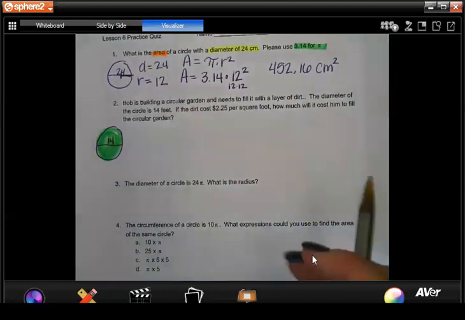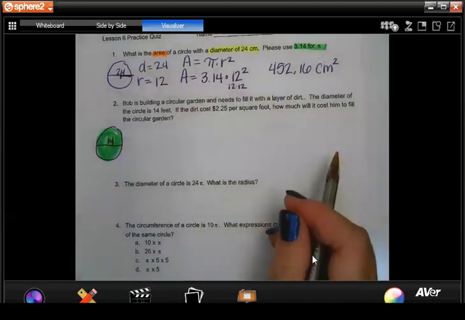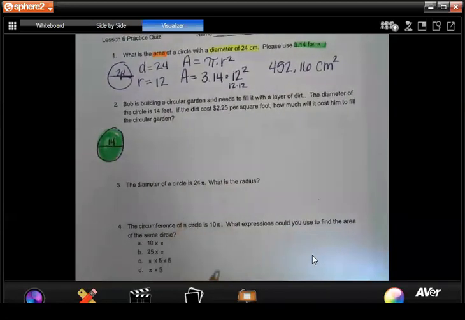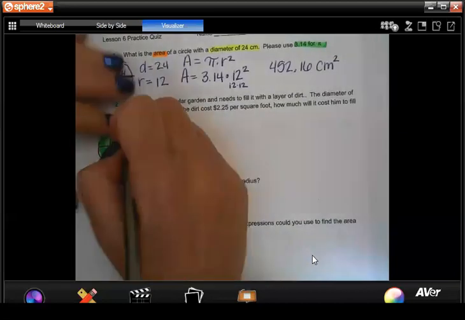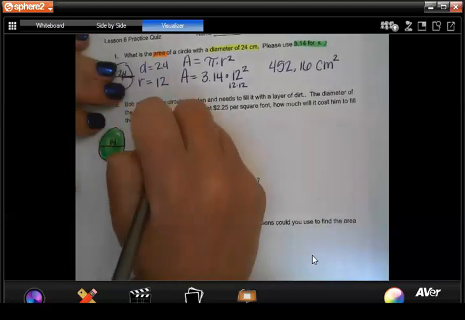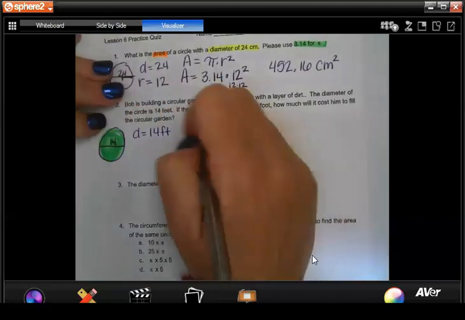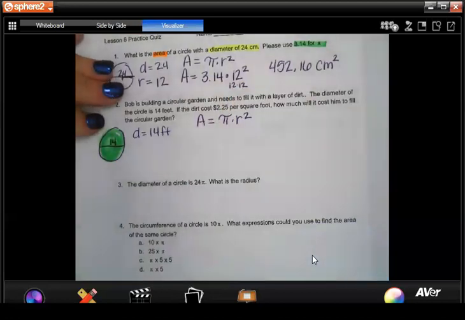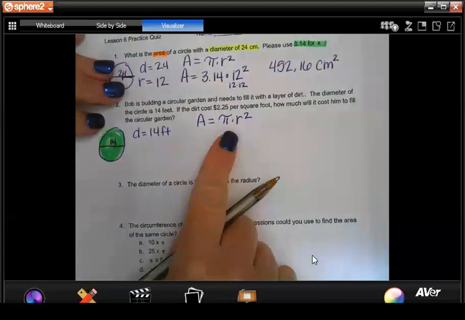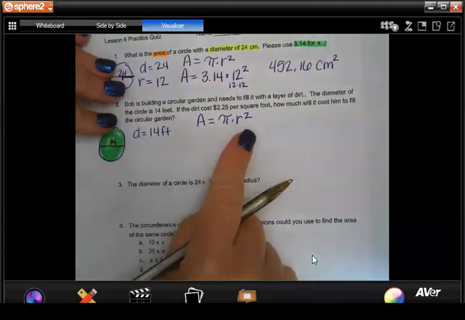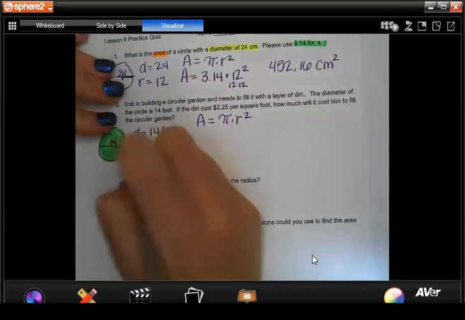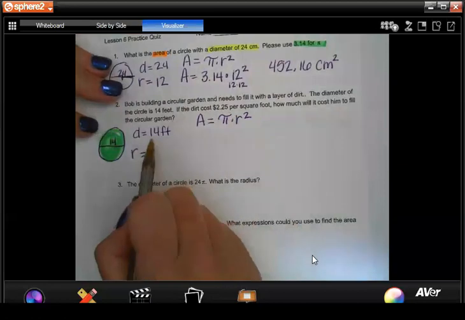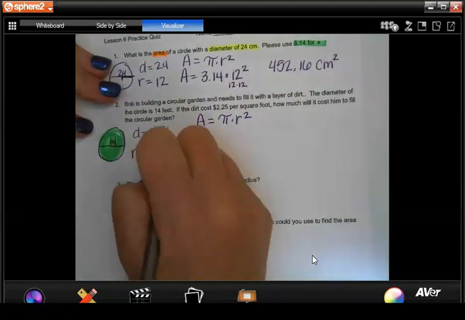So here's what we have to do. We first have to find the area of this. So let's start there. So we know that the diameter is 14 feet. But we need to find the area. So area equals pi times radius squared. So I need not the diameter, I need the radius. So hopefully you guys remember, radius is half the diameter. So half of 14 is 7 feet.